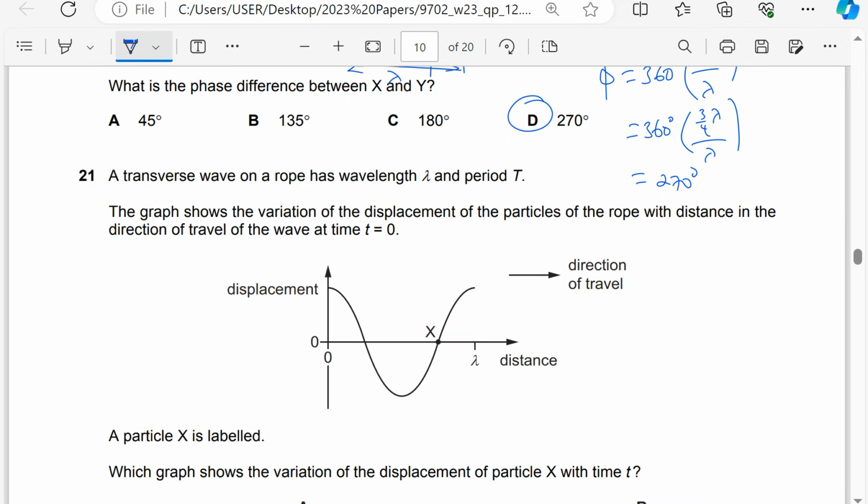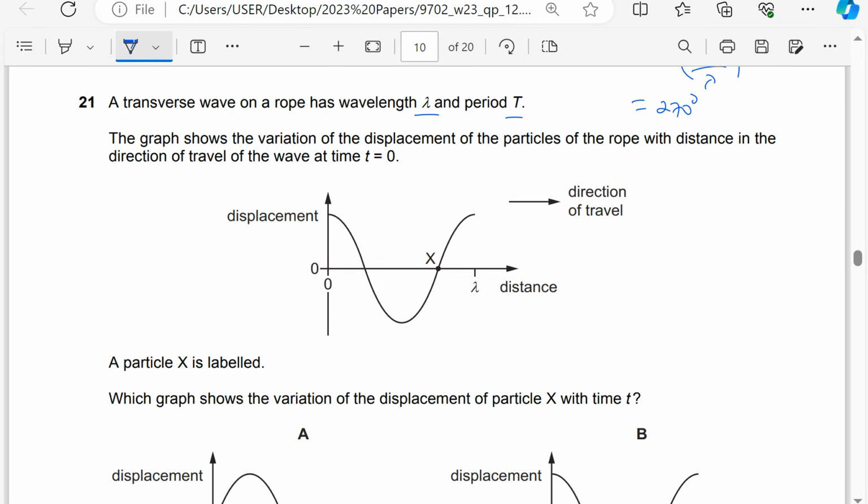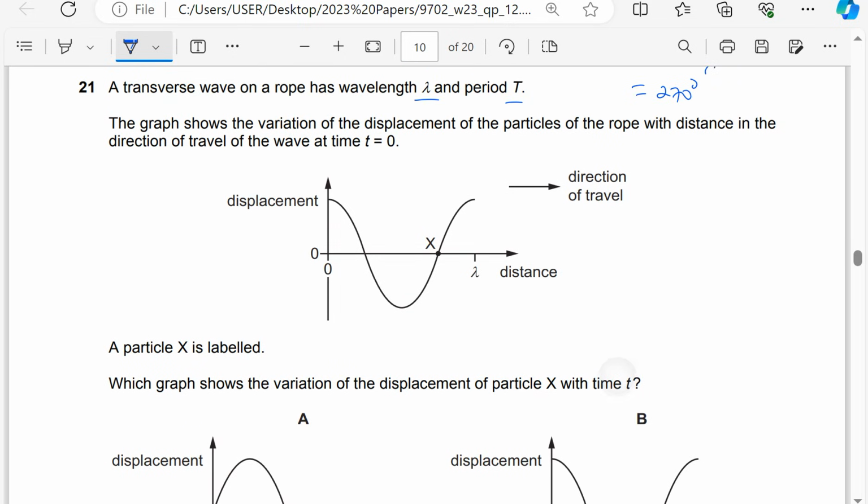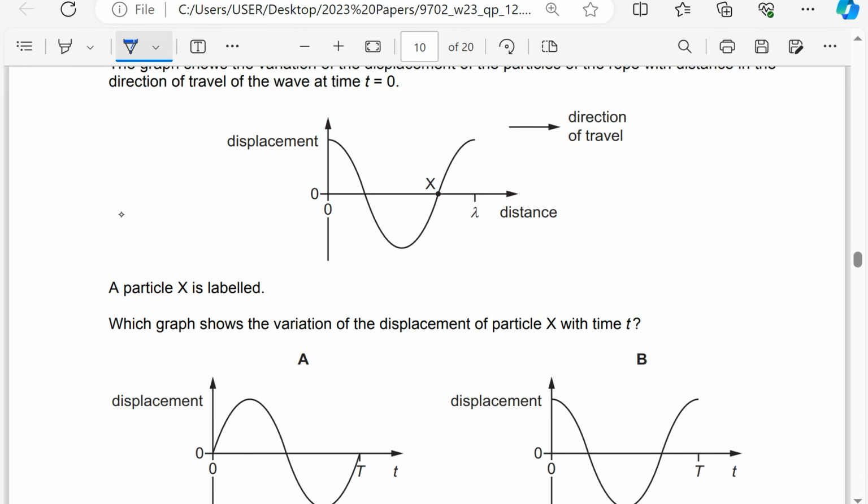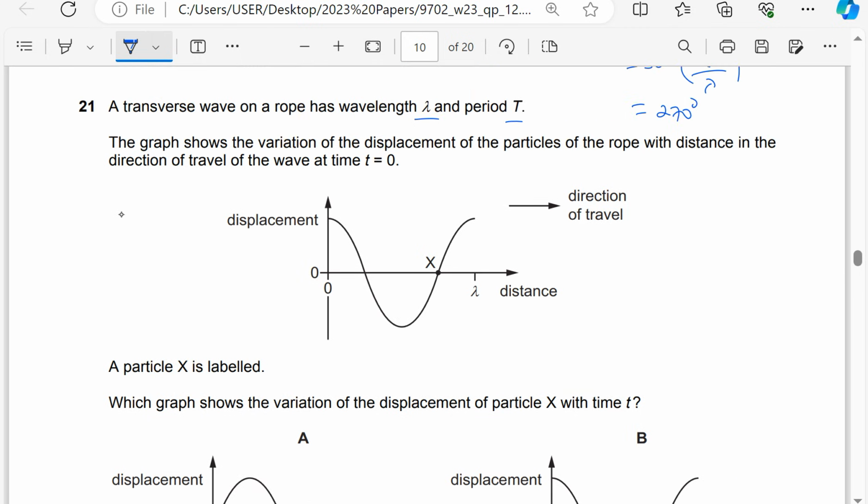A transverse wave on a rope has a wavelength lambda and period T. The graph shows the variation of the displacement of the particles of the rope with the distance in the direction of travel of the wave at time t equals 0. Okay, so at time t equals 0, that's what we have. A particle X is labeled. Which graph shows the variation of the displacement of the particle X with the time t? So at time t equals 0, the displacement of particle X is 0.